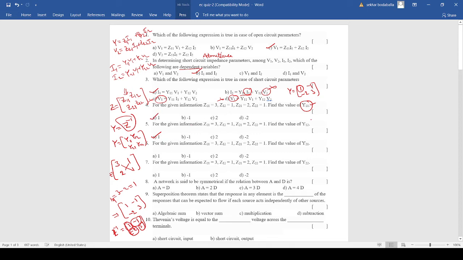Question number 5, he is asking us to find Y12. This Y12 is minus 1, so the answer will be minus 1. Similarly, he is asking us to find Y21 in the 6th question. So what is Y21? Y21 is minus 2. So option D is the correct answer. Similarly, for the 7th question, he is asking Y22. So Y22 is 3.